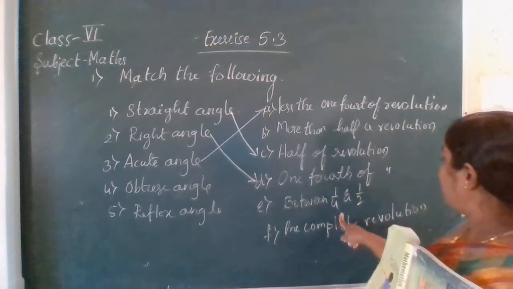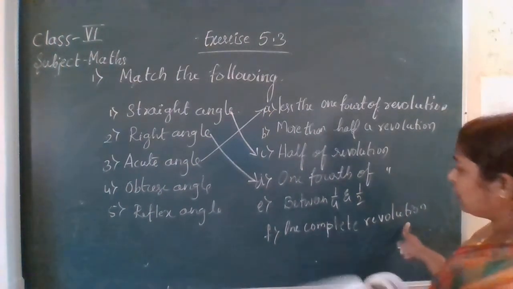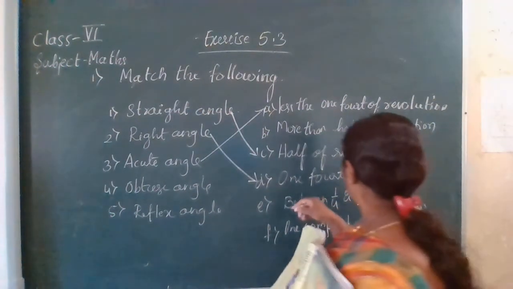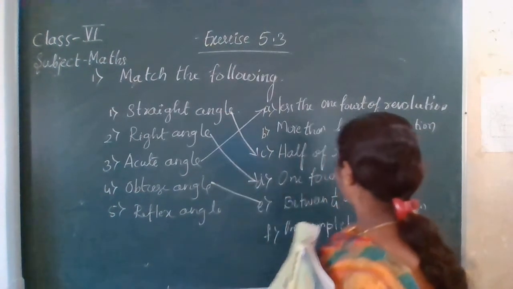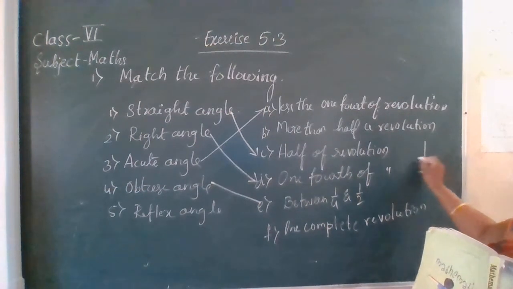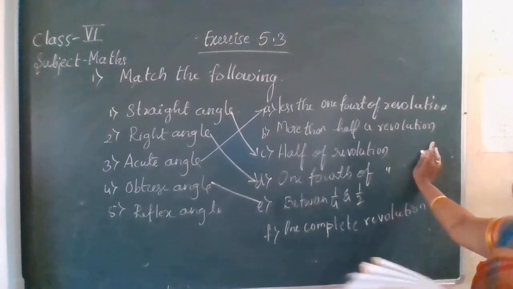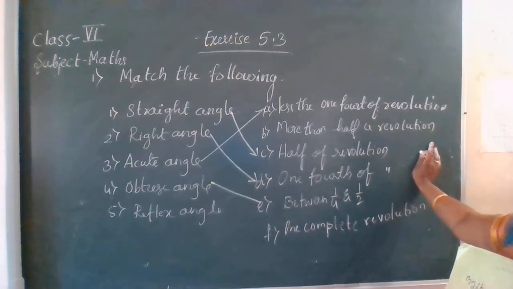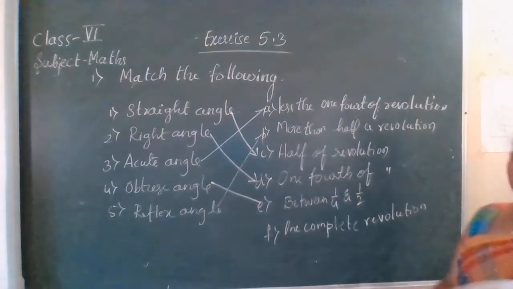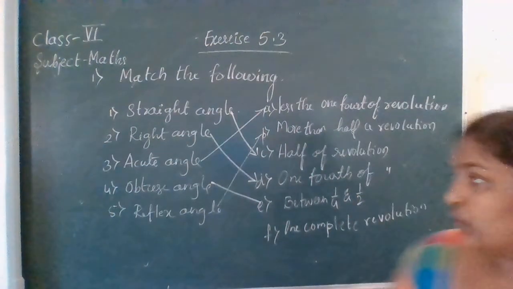No, obtuse is between 1/4 and 1/2 of a revolution, half, one complete revolution. So obtuse angles are between 1/4 and 1/2. Okay. Next, reflex angles are more than half a revolution. Okay, complete. Write these answers in your textbook. Next, second main question.